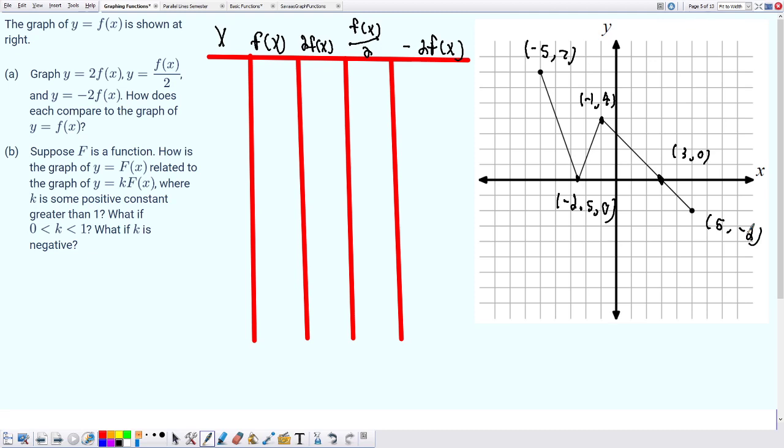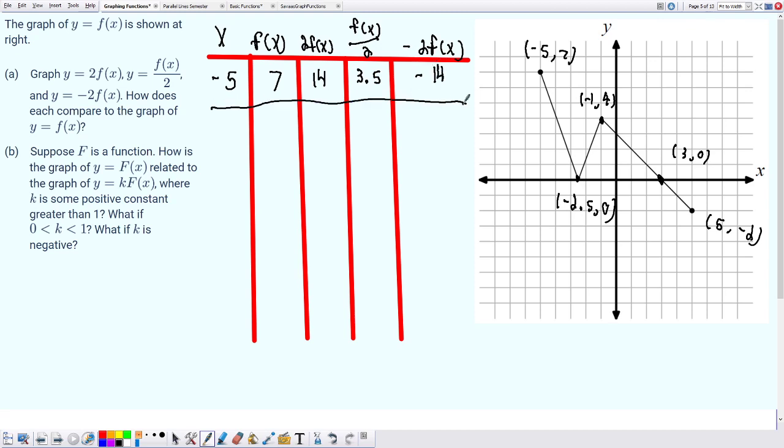Okay. So, we have negative 5 as an x value, and we know f of x gives us 7. 2 times f of x would give us 14, because we're multiplying the value of f of x. Then f of x over 2 would be 7 divided by 2, or 3.5. And then negative 2f of x would be negative 14.